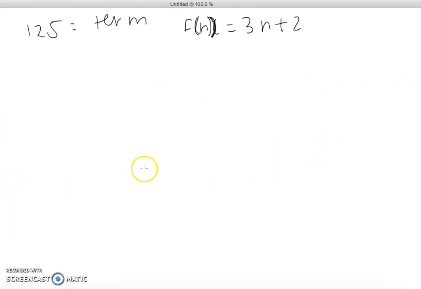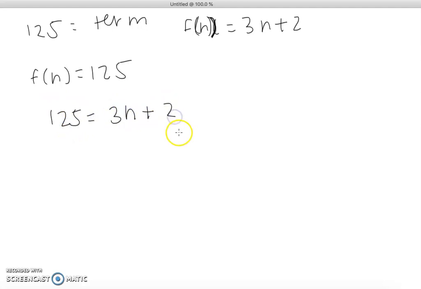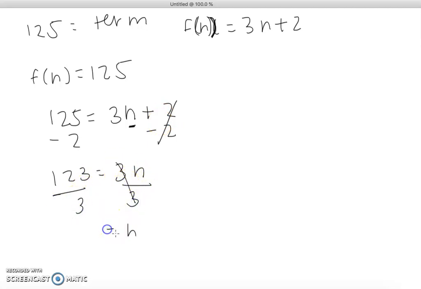As I described before, the term is the y value, or the f of n. So they're saying in this equation, f of n is equal to 125. So all we're going to do now is solve for n. Same thing we did with the x values, except we're doing it in terms of n. First we're going to make the n alone: minus 2, so it's 123 is equal to 3n. Now you just divide this by 3, and n is equal to 41.